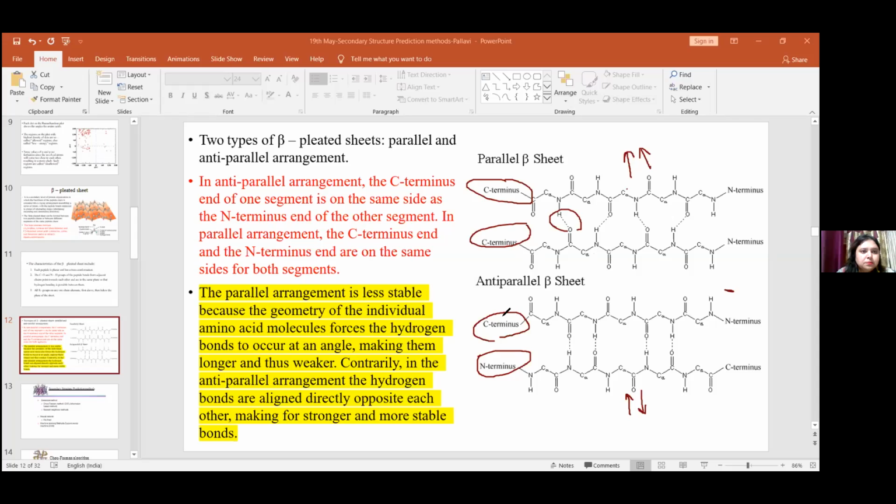But in the case of anti-parallel beta sheets, hydrogen bonds are aligned opposite to each other. And here the bonding is much stronger, so the anti-parallel beta sheet conformation is more stable due to strong hydrogen bonding as compared to the weak hydrogen bonding seen in parallel beta sheets. So whenever the question comes up which form of beta sheet arrangement is more stable and has stronger hydrogen bonding, the answer should be anti-parallel beta sheets.